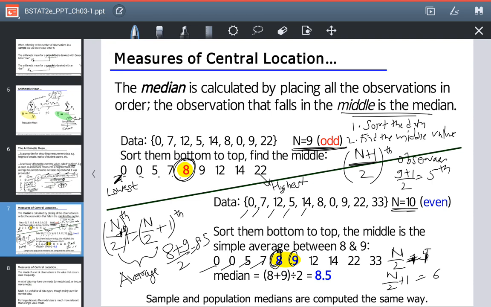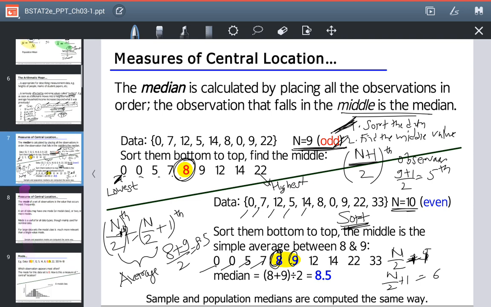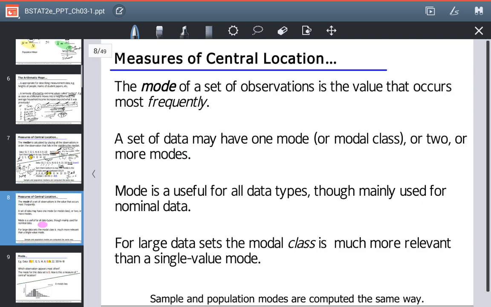So again, sorry for that obstacle. The mistake I made is that I forgot to sort the data, and then I was searching for something that was not there. But again, the first step is always sorting the data and then finding the middle value. So that's the mistake I made, and now you know what not to do. Okay, let's move on. So we've looked into mean and median.